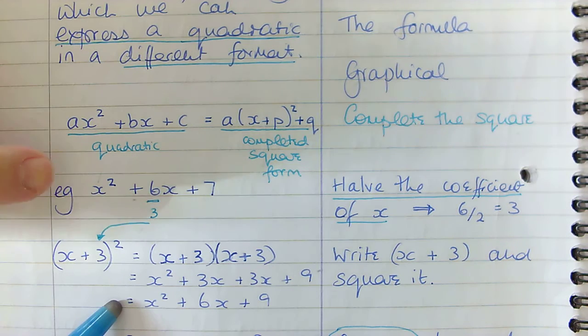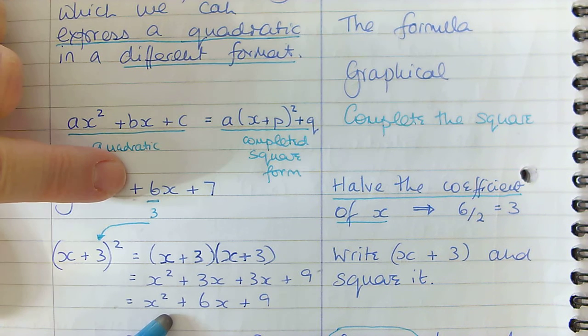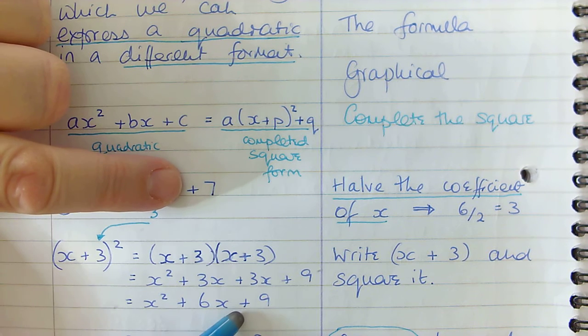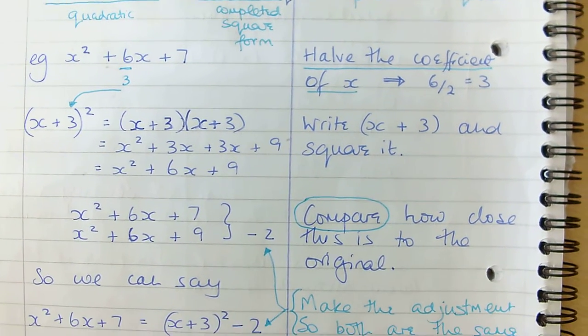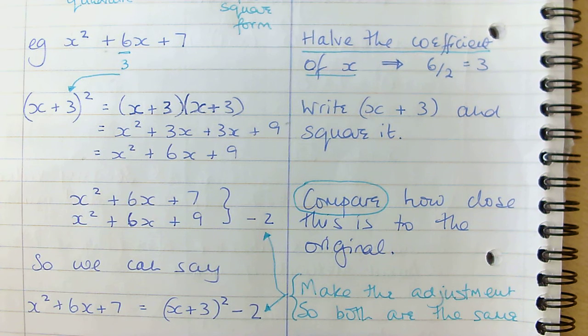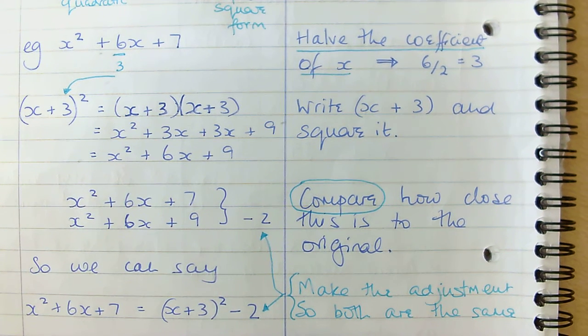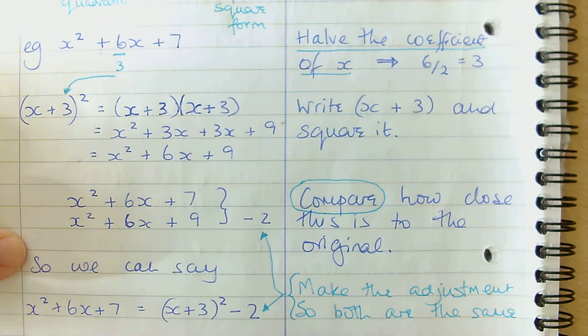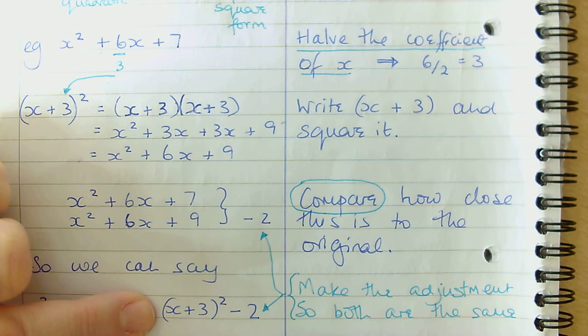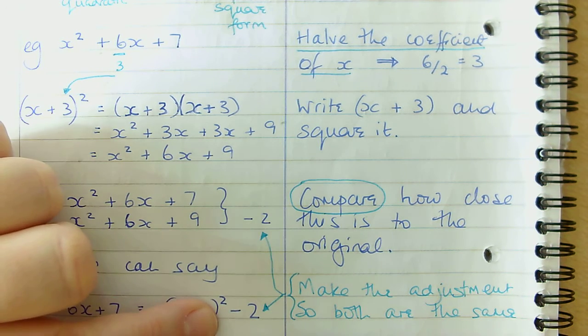Now if you compare that with the example, you can see it's very close. x² matches, 6x matches, it's just the numbers at the end that are different. So what we do is make an adjustment, and in this case that is to take 2 away. So here we made the adjustment, and then we can say that the original quadratic form is the same as the completed square form with the adjustment of -2.